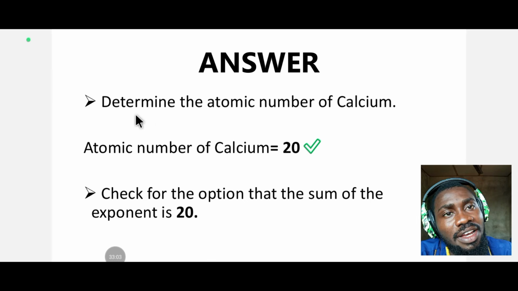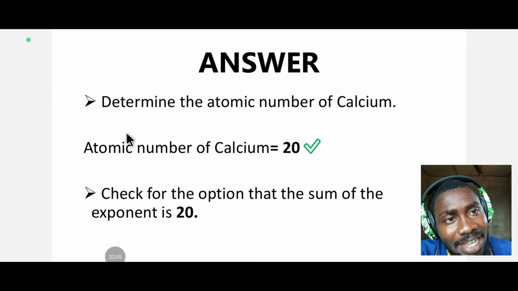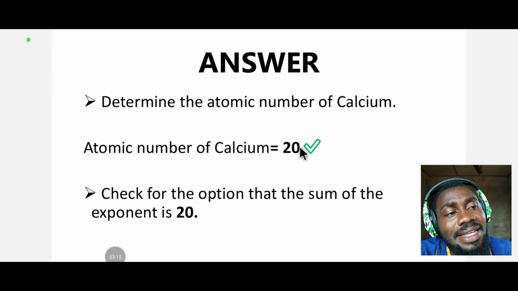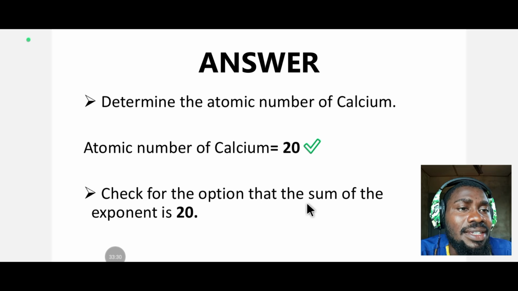The solution. First of all, determine the atomic number of calcium. What is the atomic number of calcium? The atomic number of calcium is equal to 20. Calcium is the last element among the first 20 elements. Having figured out the atomic number of calcium, we are going to check for the option where the sum of the exponents, the sum of the raising powers, is 20.